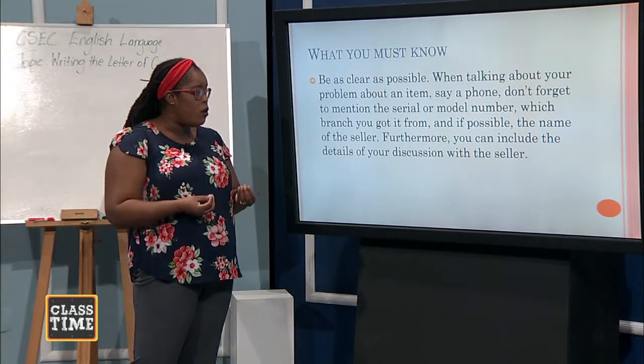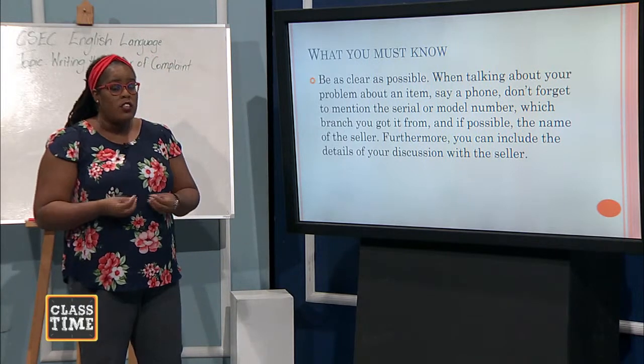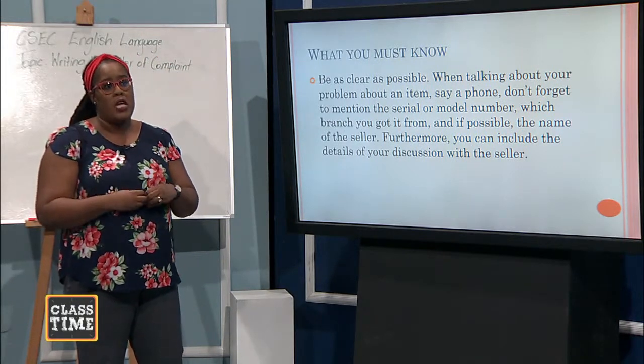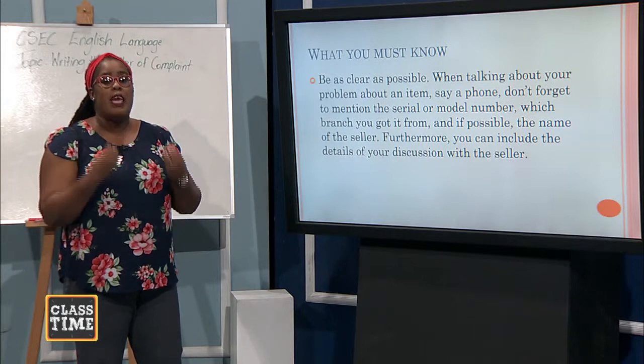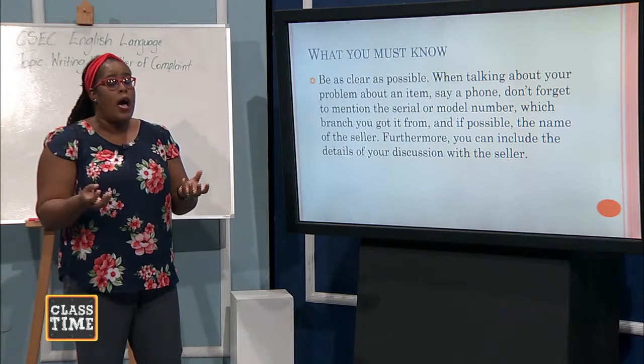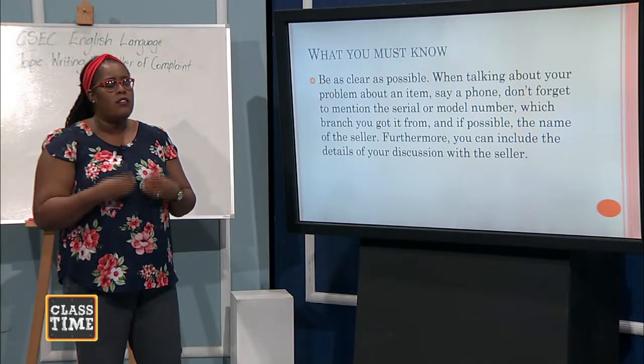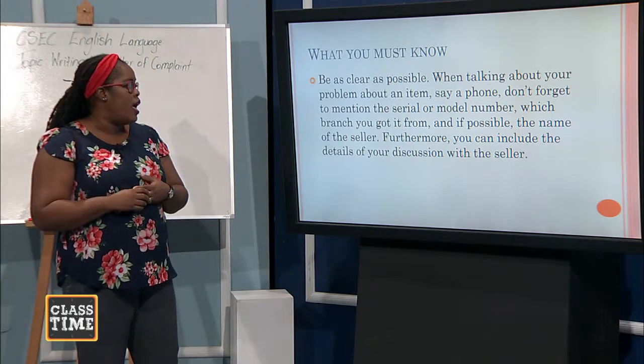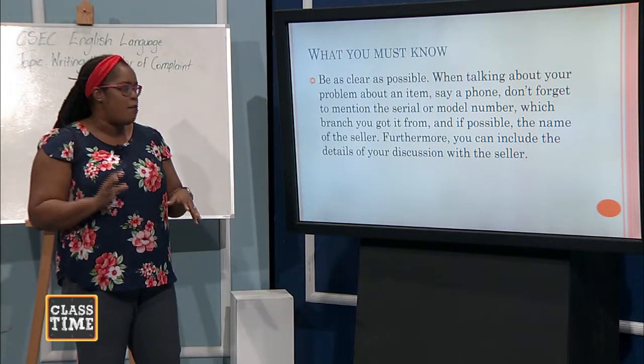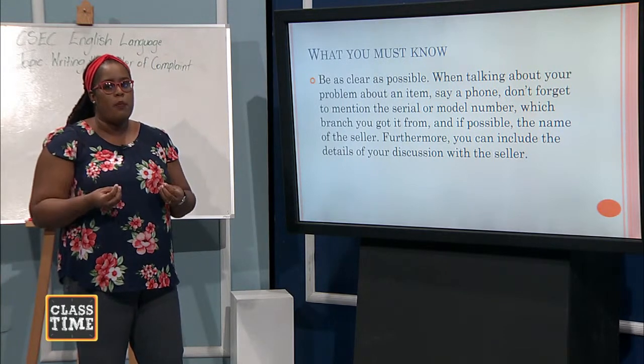So the serial or model number. The branch. Say, for example, you bought at a branch in Kingston, the name of the branch would be helpful, all right? And if possible, as I mentioned, the name of the seller. So all these are very important.